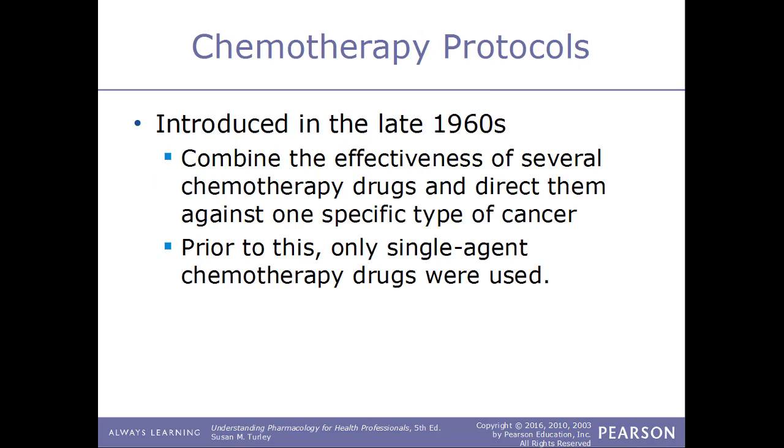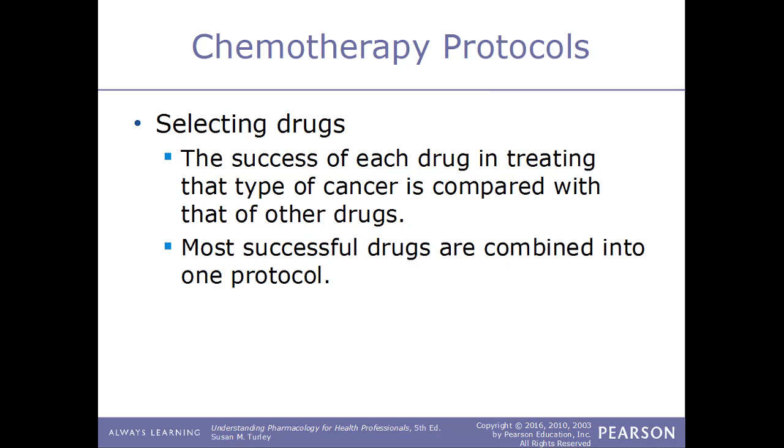Alright, next we'll talk about Chemotherapy Protocols, and this was introduced in the late 1960s. And this will combine the effectiveness of several chemotherapy drugs and direct them against one specific type of cancer. Prior to this, only single-agent chemotherapy drugs were used. So when it comes to selecting drugs for a protocol, the success of each drug in treating that type of cancer is compared with that of other drugs. And the most successful drugs are combined into one overall protocol.